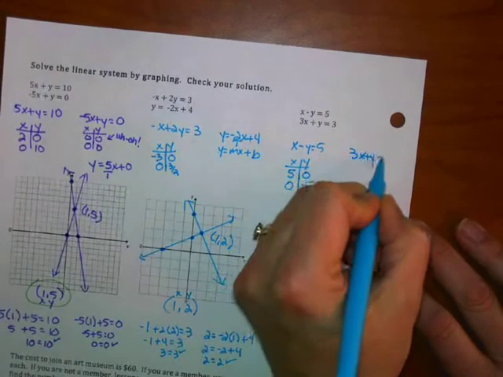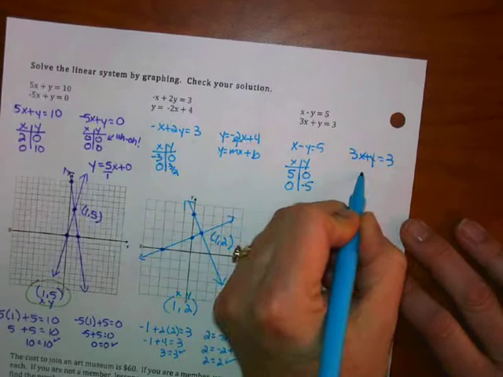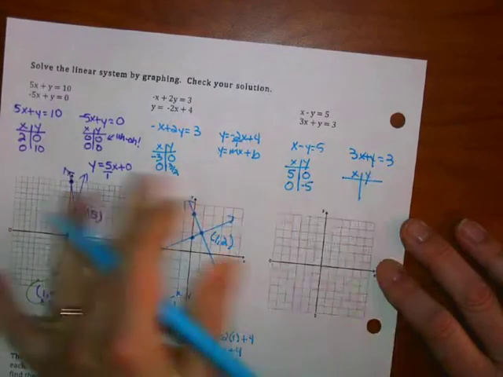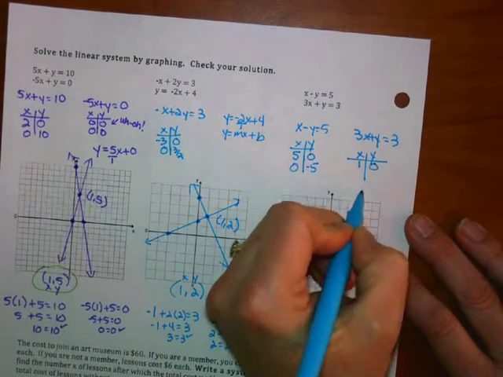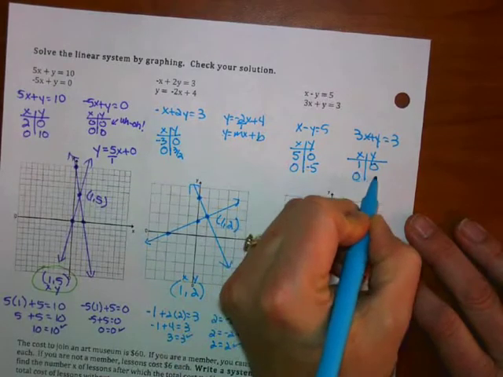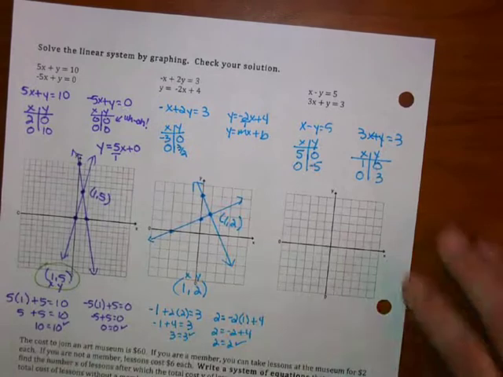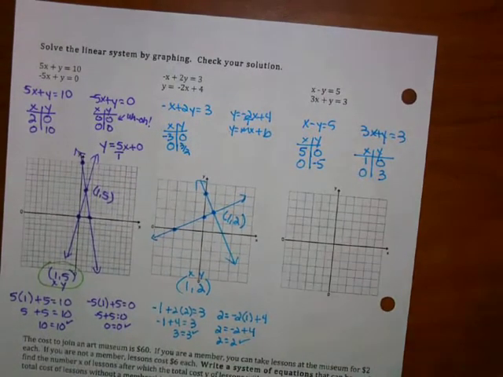And then 3x plus y equals 3. I'm just doing this sort of fast because it's really the same as the other two. If you plug in 0 for y, you're going to get 1 for x. If you plug in 0 for x, you're going to get 3 for y. So I'm going to go ahead and graph those.